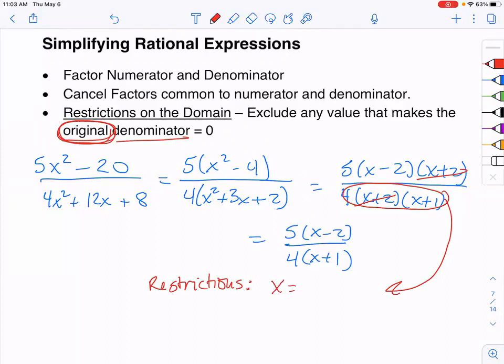Close. -2 and -1. Change the signs there. Those would be the numbers that make that equal to 0. Does that make sense? I can't plug in -2. I can't plug in -1. Those would make the original denominator equal to 0, and I can't have that. So, questions on that problem? When we're going to solve it, you're going to say simplify and tell me restrictions. Yeah, simplify this rational expression and what are the restrictions on the domain.